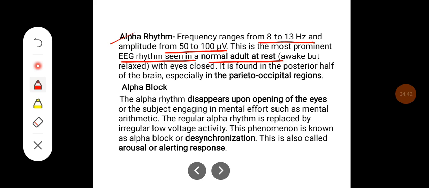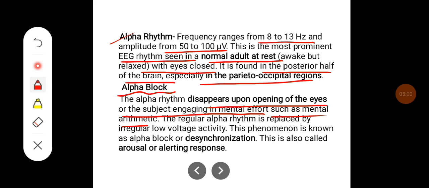Adult at rest means awake but relaxed with the eyes closed. It is found in the posterior half of the brain, especially in the parieto-occipital regions. Alpha rhythm disappears upon opening of the eyes or the subject engaging in mental efforts such as mental arithmetic.